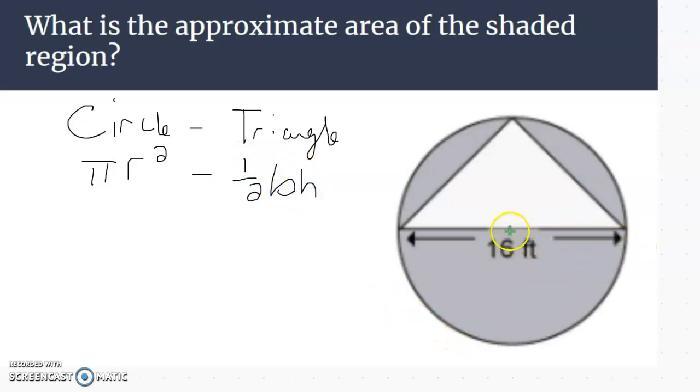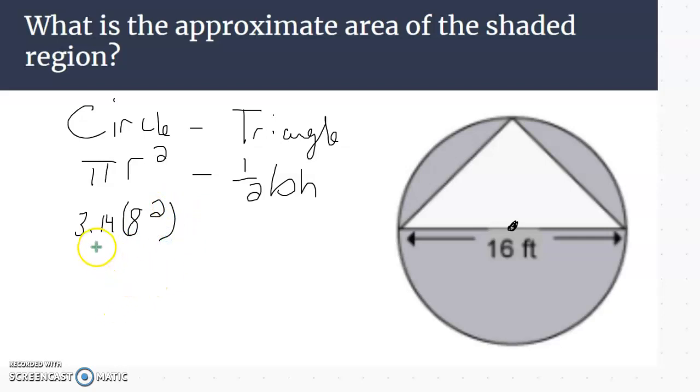Looking at this circle, it seems our center is right here. We have a diameter of 16, but the area needs the radius. The radius is 8, given that the diameter is 16. Remember, to find the radius, just take 1/2 of the diameter. So we have 8 squared times pi, and we will use 3.14 for pi, since we're just finding an approximation.